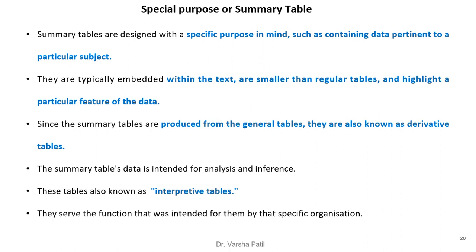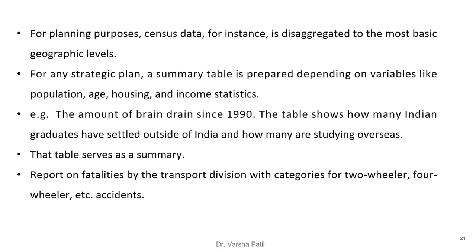The summary table data is intended for analysis and inference at a lower level. These tables are also known as interpretive tables. They serve the function that was intended for them by that specific organization. Now see the example. For planning purposes, census data is disaggregated to the most basic geographic levels. For any strategic plan, a summary table is prepared depending on variables like population, age, housing and income statistics from our census report. The amount of brain drain since 1990.